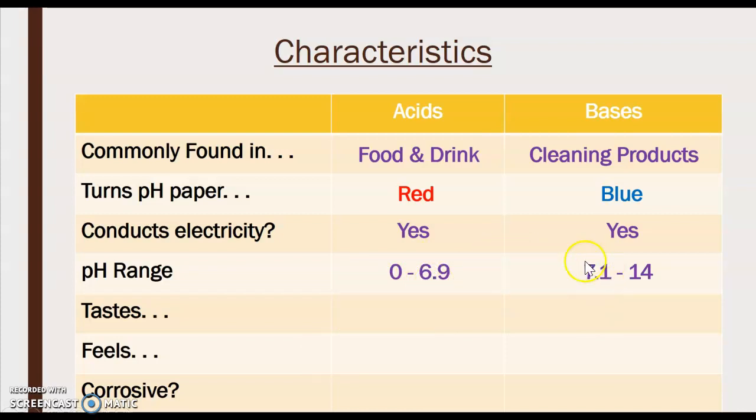And then bases are 7.1 to 14, so the upper end of the scale. Okay, what kind of taste do these have, if they're edible, which they're not all? Acids taste sour, so that might come to mind like a lemon. A lemon is acidic. Bases taste bitter. So a lot of medicines are basic. If you've ever had cough syrup, it's really bitter and nasty, and that is what bases taste like.